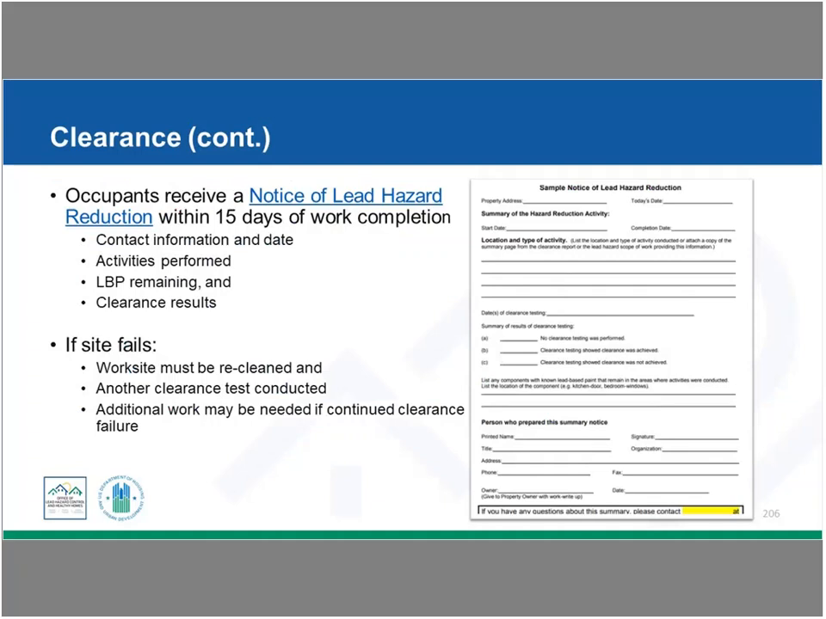Here is a sample of the notice of lead hazard reduction activities. We have a link here to a sample notice that you can download. It does need to be provided to the owners and the occupants within 15 days of the work being completed. It's going to provide contact information, the date, what kind of lead hazard reduction activities were conducted, whether there is any lead-based paint remaining, and what the clearance results are. So after clearance was done, you're going to get a clearance report.